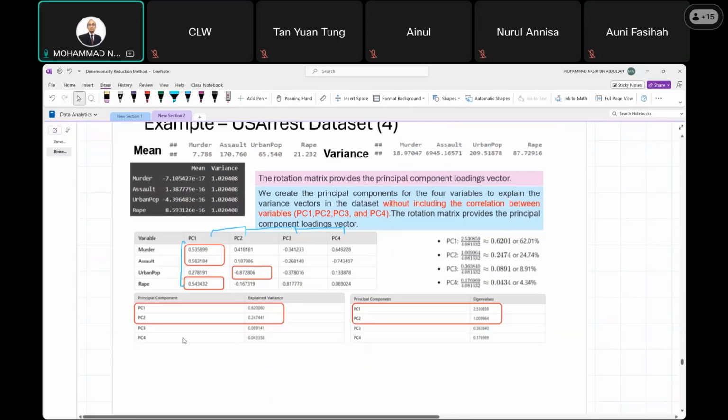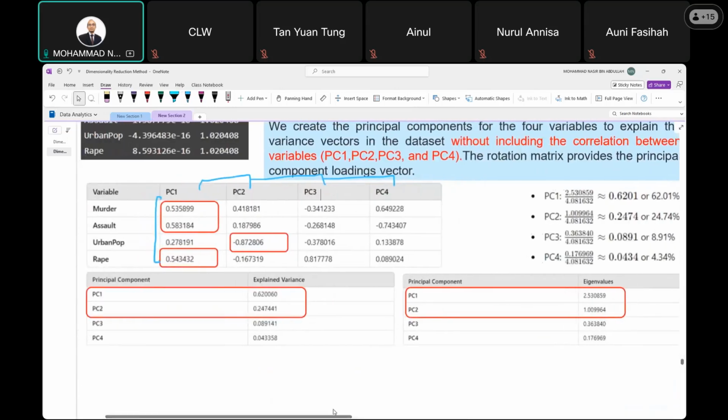So we need to depend on the proportion of variance explained and the eigenvalue. So we have two measurements to look at, the eigenvalue and the proportion of variance explained. This is the same as the singular value diagonal matrix in singular value decomposition. The cumulative proportion of variance explained should be at least 80%, right? So this one consists of 62.0% of the total variance in the data, and this consists of 24.74% of the total variance. So altogether it will be 86%.